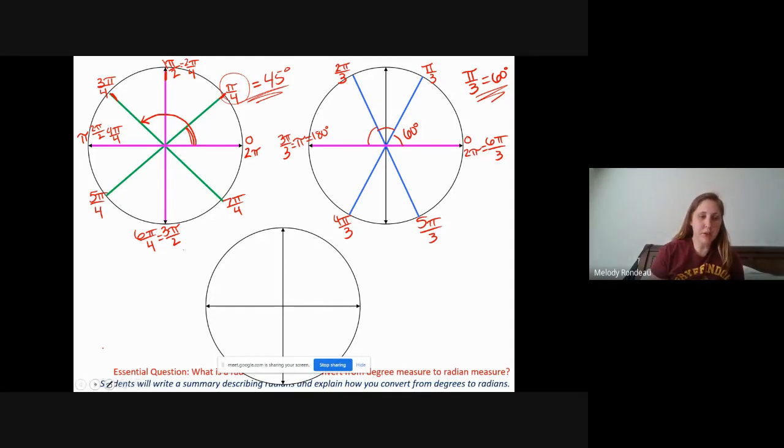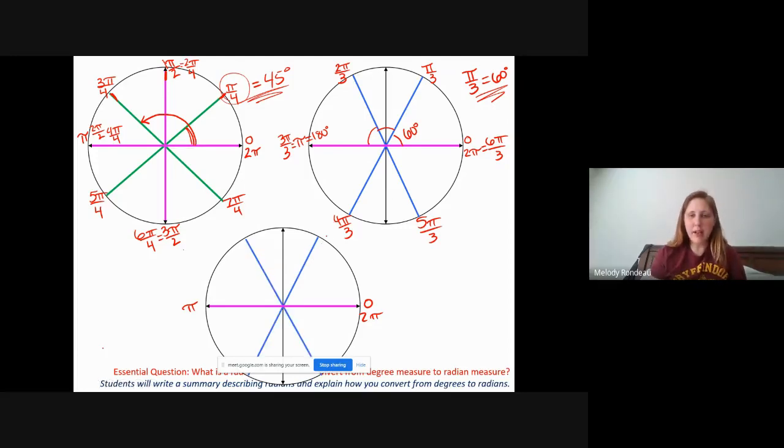All right, so let's go to our last circle. Once again, we're going to start with that same first line, 0, pi, and 2 pi. And this time we're going to start by dividing our circle into pi over 3 sections. So 3 sections again, just like we did a moment ago.